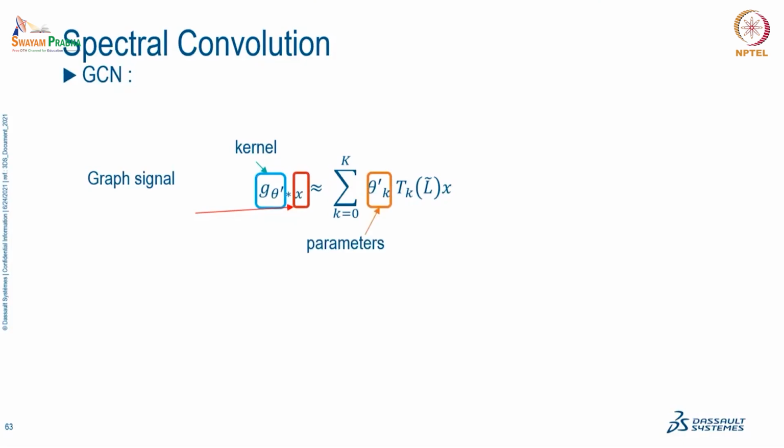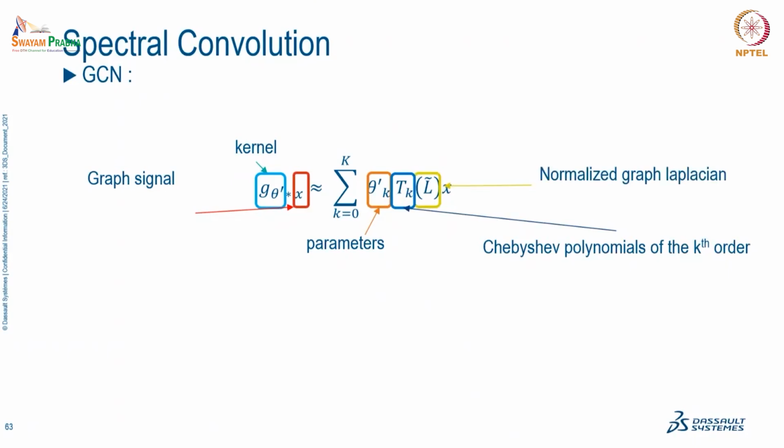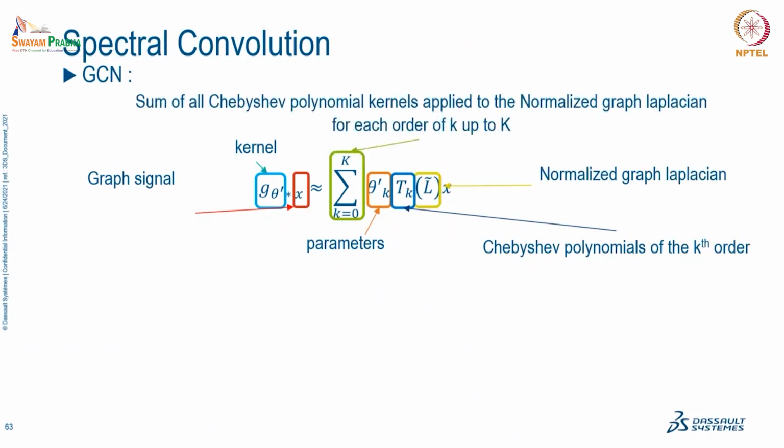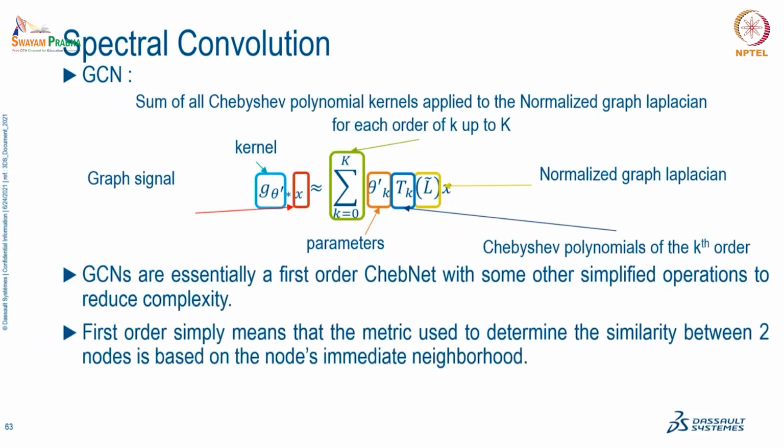Here also the parameters, or you can say Chebyshev polynomials, are used, but the order of the Chebyshev polynomial is fixed. You cannot go up to k polynomials here. So it is just two, I guess. With that, this GCN is further simplified. If you see the paper of GCN, you will be able to understand how this simplification is done.